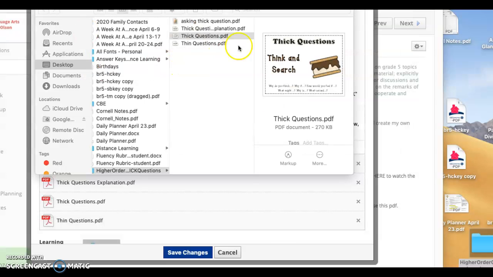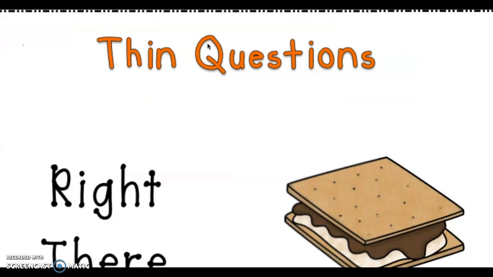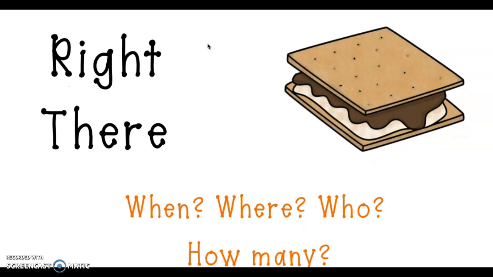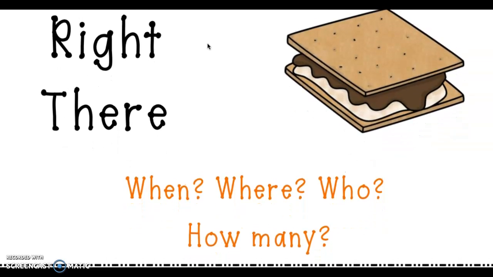Let's look at some examples of thin questions. Thin questions are right there. And thin questions usually start with when. When did the story take place? Where did the story take place? Who is the main character? How many main characters are there? How many times did the character break down, right? Those are all just very literal questions that we can just answer right there in the text.